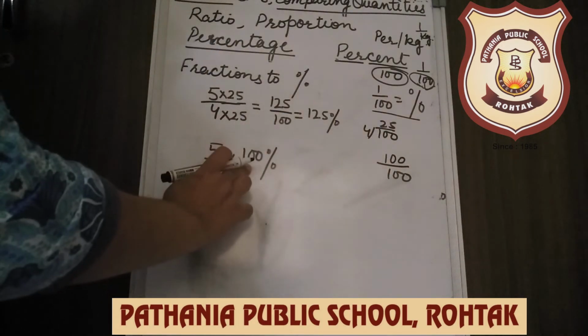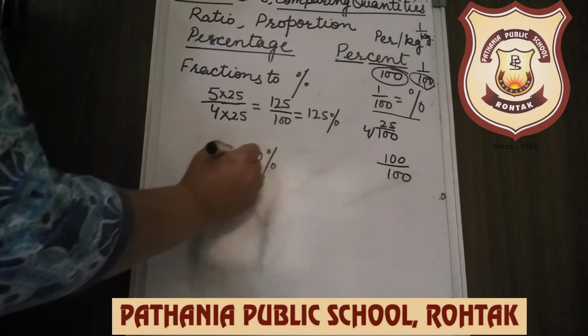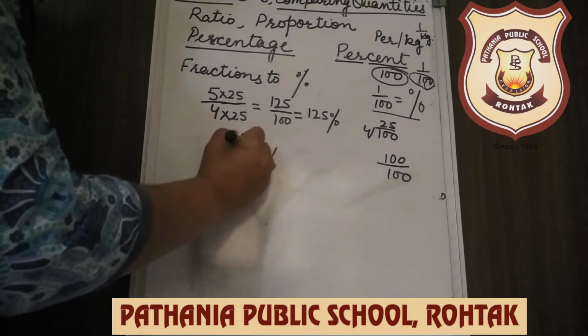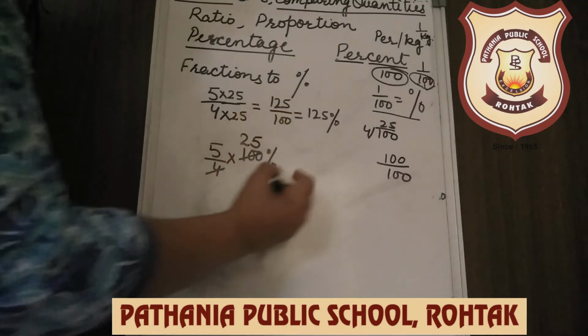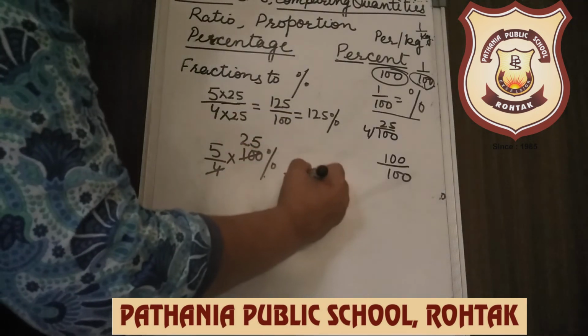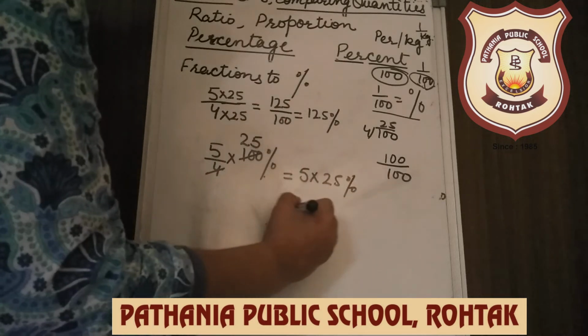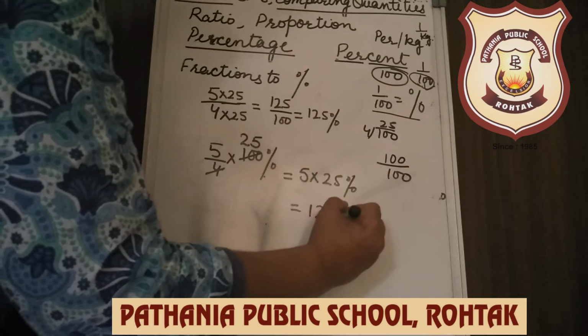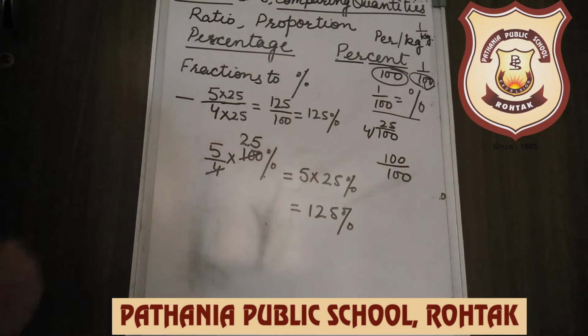When I write this, the percentage sign is as it is, and this will become 2 and this is 5, and you multiply 5 into 25%. My answer is going to be 125%. This is one method.